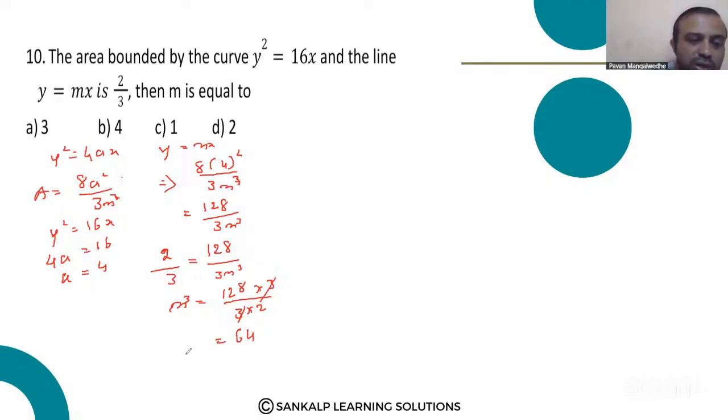But it is m cube, so m is what? Cube root of 64. Cube root of 64 is 4, 4 4s are 16, 16 4s are 64, which means that it is 4. So m is 4. The answer is 4. Option B is the correct one.